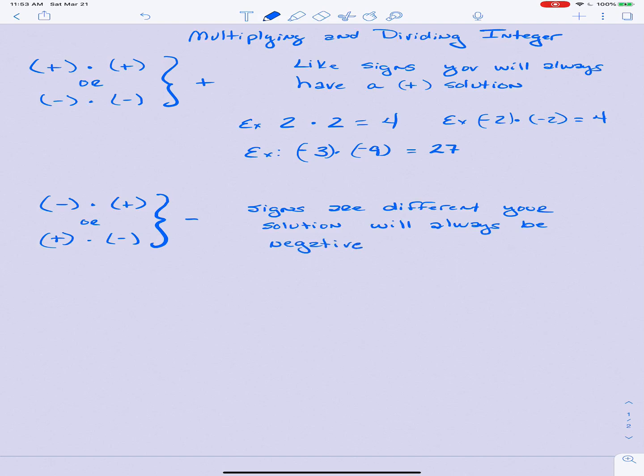So here we go. Let's do some examples of this one. Example, how about my favorite multiplication problem? Negative 12 times positive 12 will give me a negative 144. Another example, how about 10 times negative 5? This one is going to give me negative 50. I have unlike signs, which will give me a negative number.